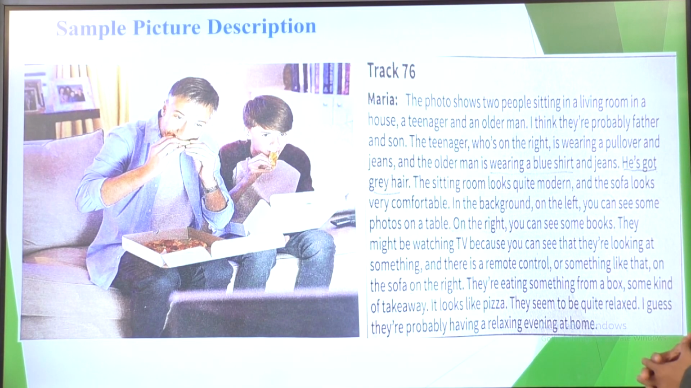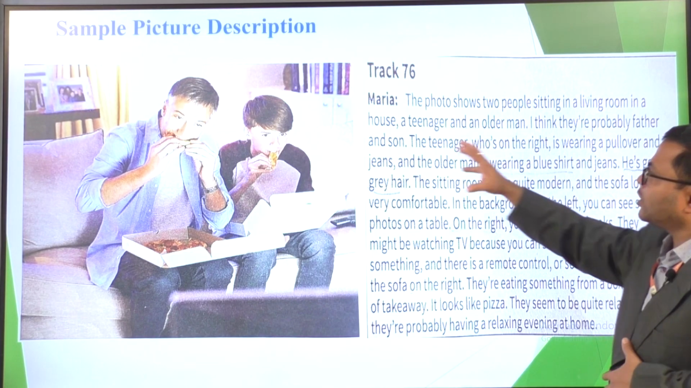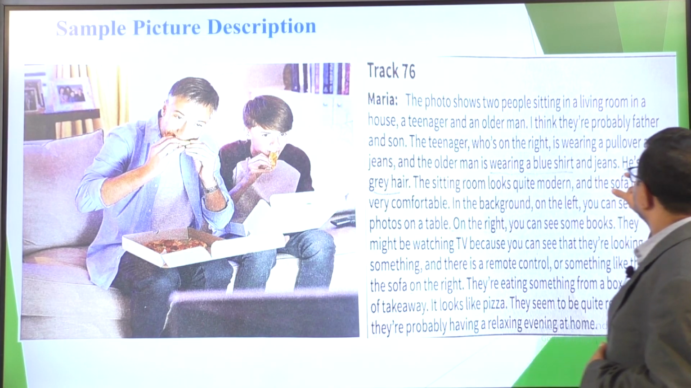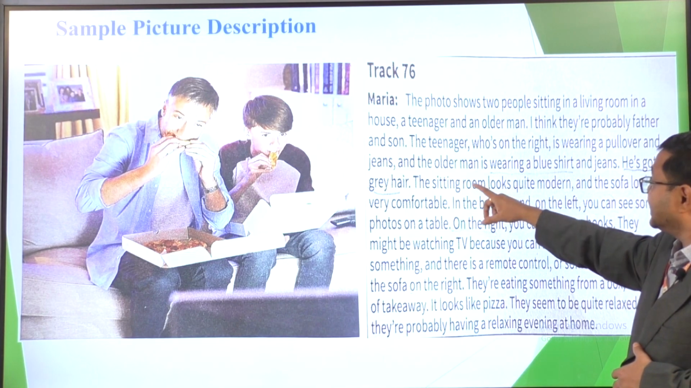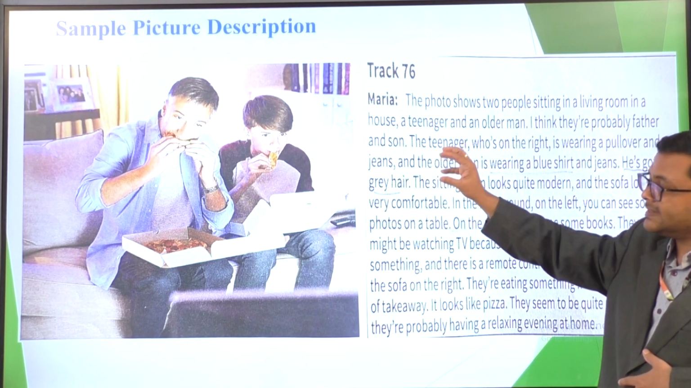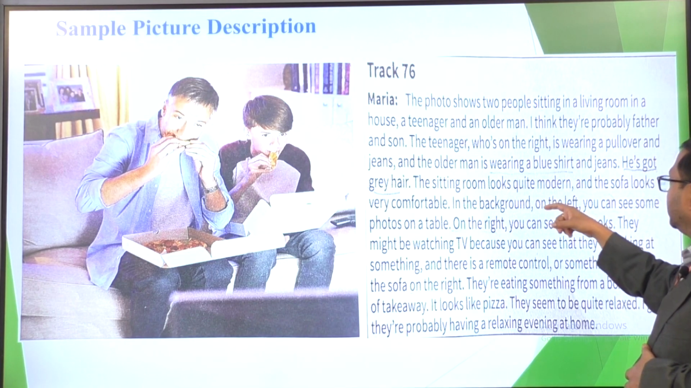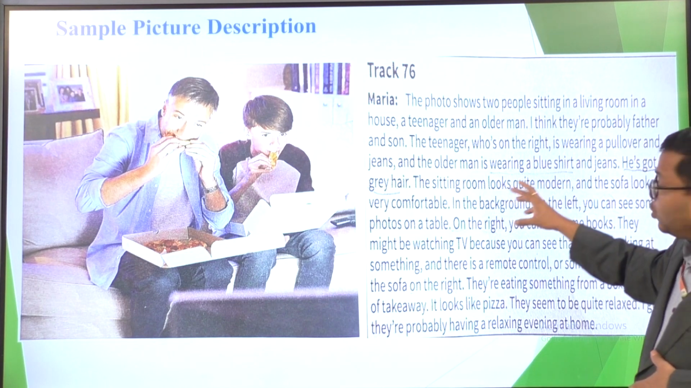The picture shows two people sitting in a living room in a house, a teenager and an old man. Okay, I think they are probably father and son, because the teenager who is on the right is wearing a pullover and jeans, and the older man is wearing a blue shirt and jeans. So they are talking about their dress color also. Okay, and he has got gray hair. The sitting room looks quite modern. This is a sitting room or living room, looks modern, quite modern, not just modern, quite modern.